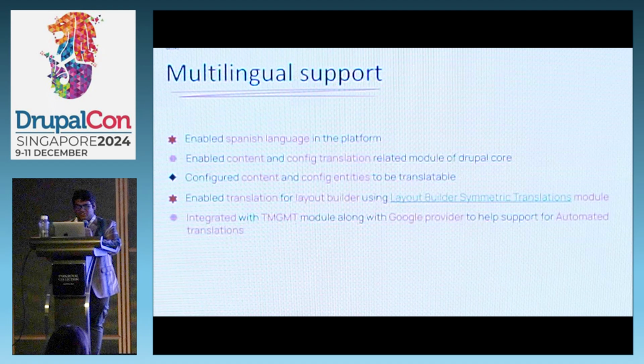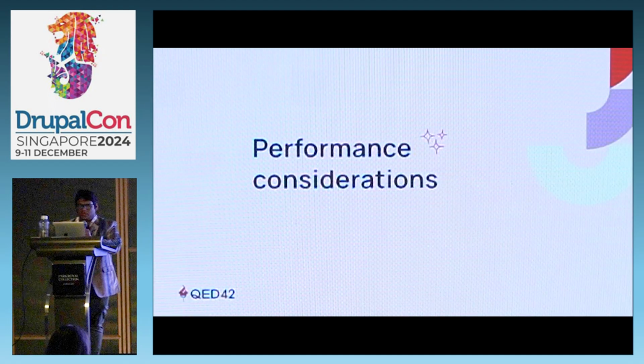Then we enabled the translation for layout builder using the Layout Builder Symmetry Translations module. And then we also integrated with the TMGMT module because there was so much content. So they wanted an automated way to translate their content. So that's where we integrated with the TMGMT module with automated translations and used the Google provider to help them quickly spin up the new pages. Then in all of these things, we had some performance considerations as well.